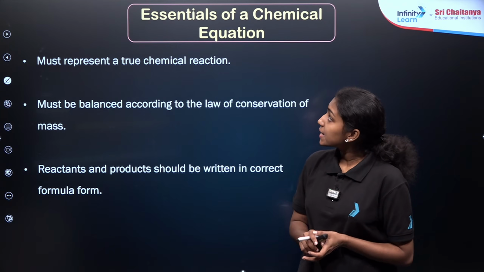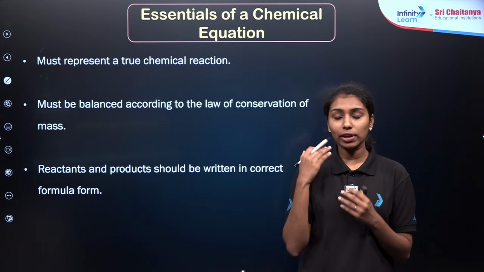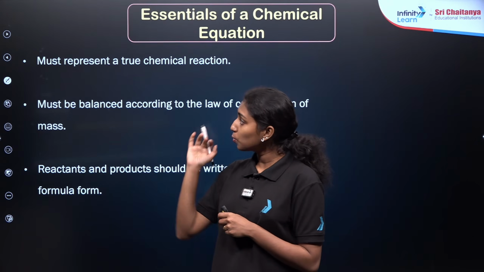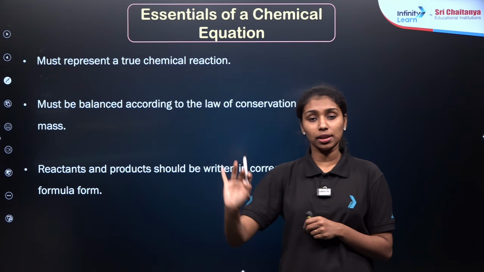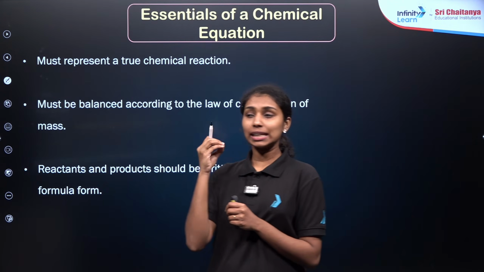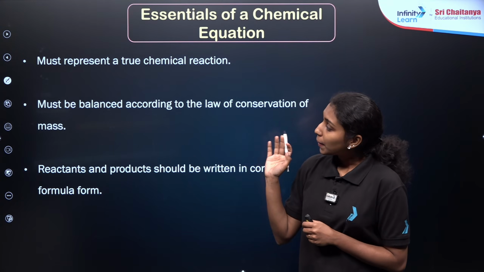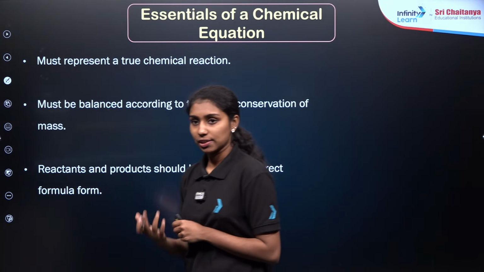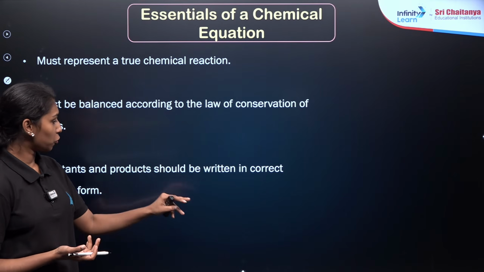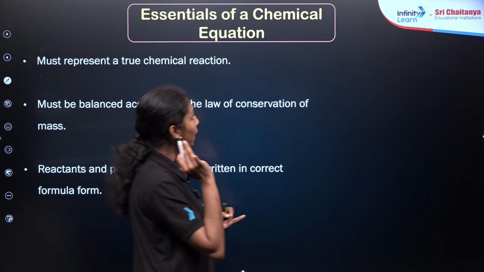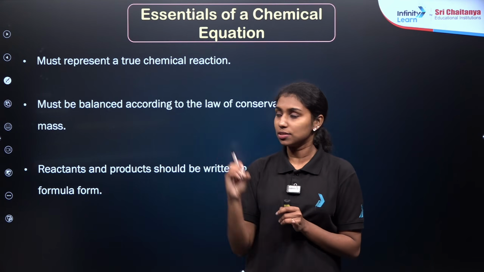Now let us see what the essentials of a chemical equation are, how we can express chemical reactions in terms of a chemical equation. You must represent a true chemical equation. From the equation itself, you must understand what the reactants are and what the products are. It must be balanced according to the law of conservation of mass. Then the reactants and products should be written in the correct formula form. So this is the basic essential for a chemical reaction to be written.